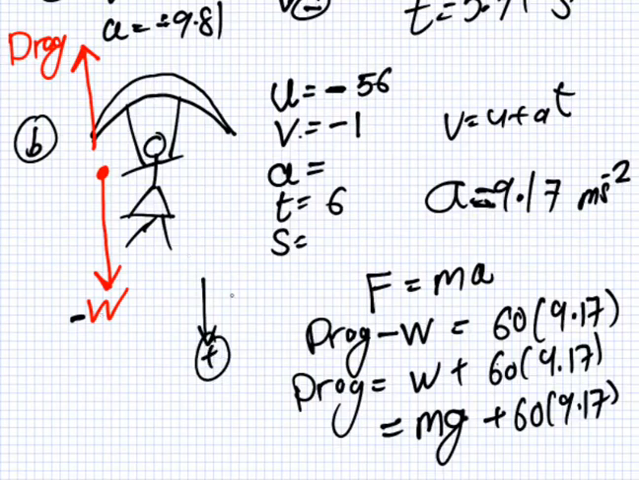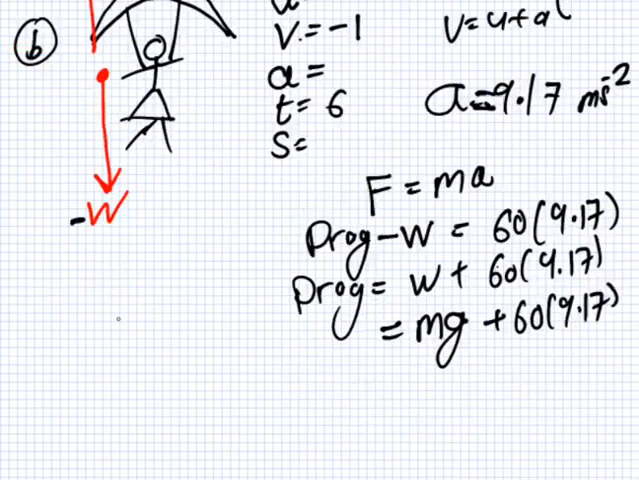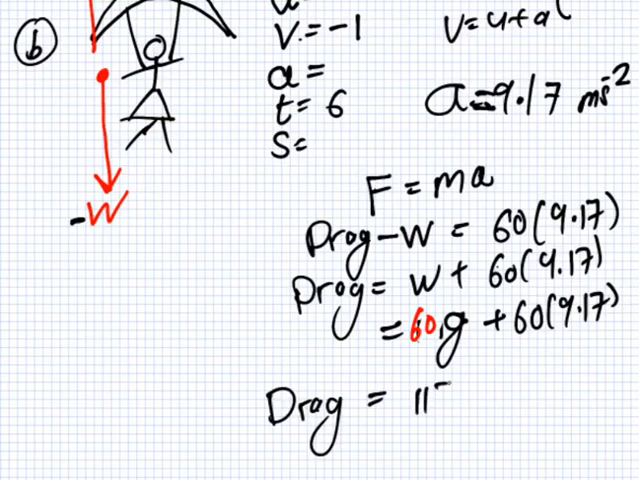But why is it drag minus weight and not weight minus drag? Again, if you were calling down positive, it would be weight minus drag. But because I'm calling up positive, it's drag minus weight. Okay. Oh, these signs now, it's not going great. But you should get the same answer with just a different sign. Yeah. 60 times 9.81 plus 60 times 9.17.